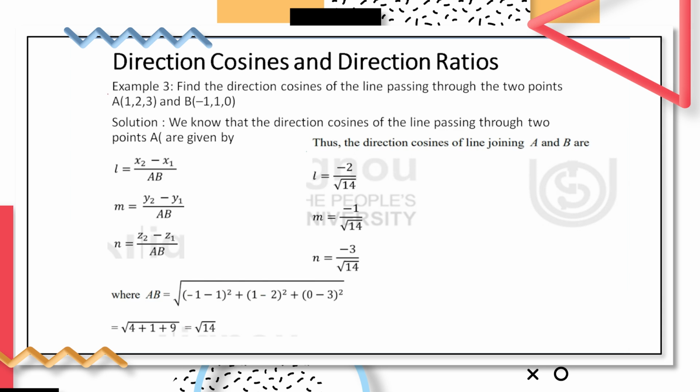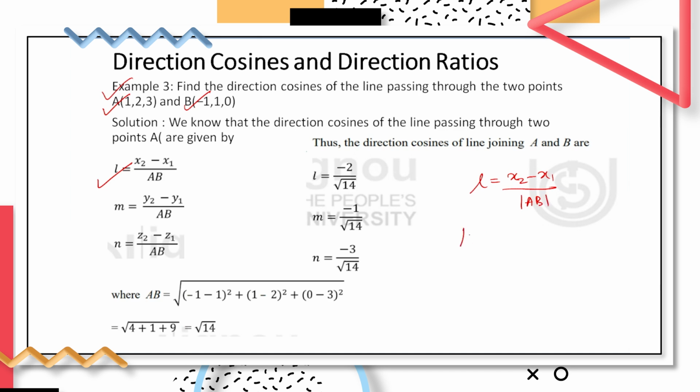Now, let me solve one more example for you. Find the direction cosines of the line passing through 2 points. So, point A and point B are given to you, that is 1, 2, 3 is point A and minus 1, 1 and 0 is point B. So, 2 points are given to us and we are supposed to find the direction cosines, and we know that the direction cosines in such case are given by L is equal to x2 minus x1 upon magnitude of AB.